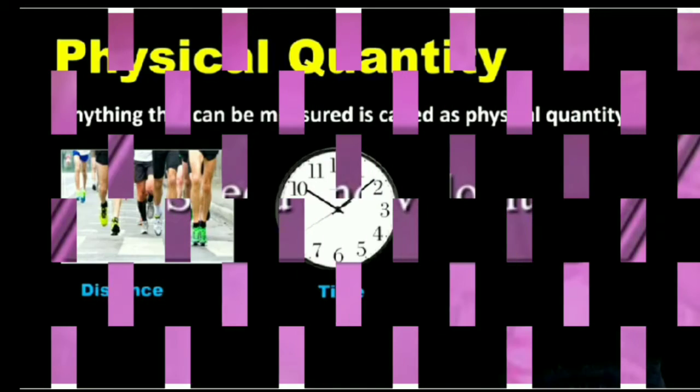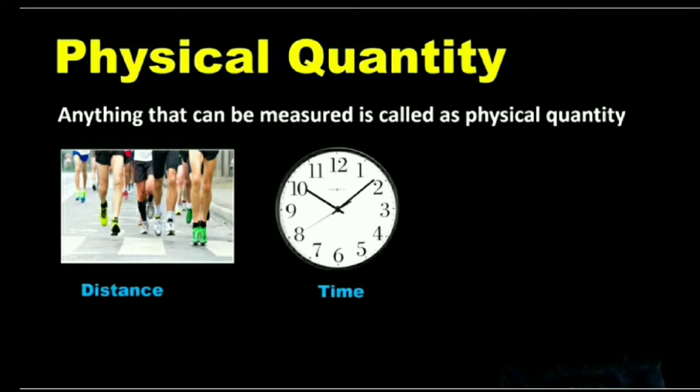Today, children, in this video, we are going to learn about speed and velocity. Okay, so let's begin. Now, children, before learning speed and velocity, let us understand some terms related to speed and velocity. First is physical quantity. Now, what is it? Anything that can be measured is called a physical quantity.